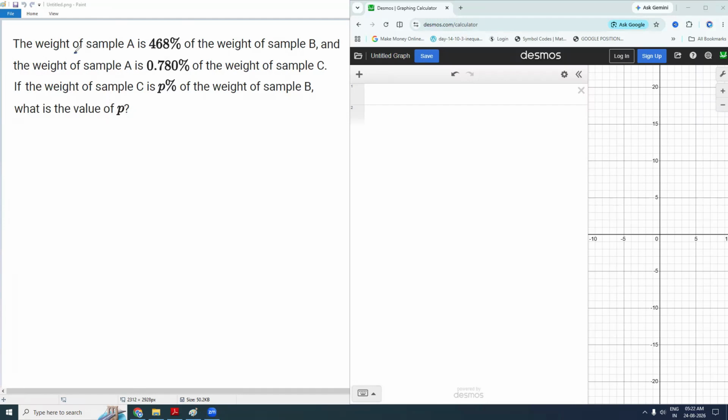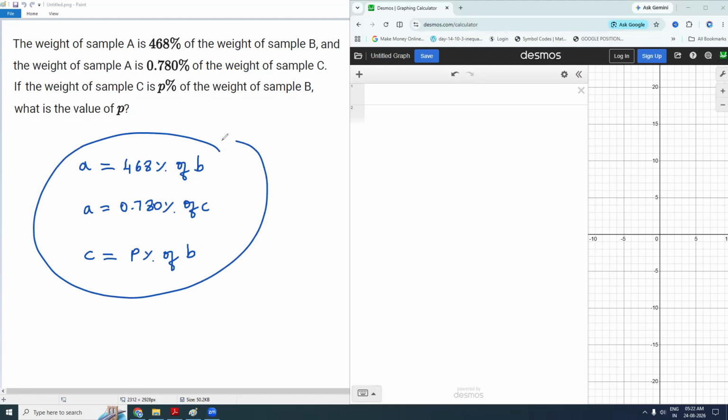Now let's write this information as an equation. That is, the weight of sample A is equal to 468% of the weight of sample B. Let's write this information as an equation. That is, weight of sample A is equal to 0.780% of sample C. Let's consider the information we have over here. That is, C is equal to P% of sample B.